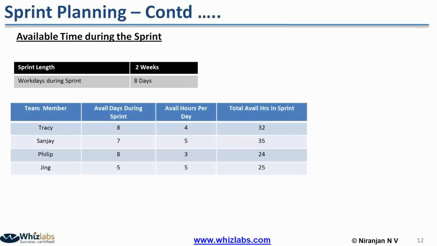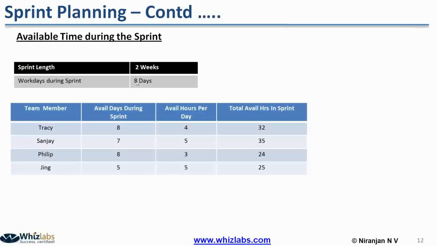If we add the individual availability, then we will get the total availability of the sprint. This comes to approximately 116 hours. So that means this team has got 116 hours only as available time for the sprint.